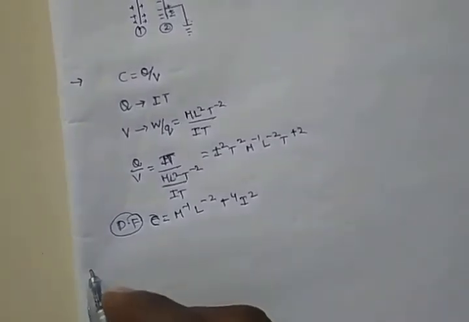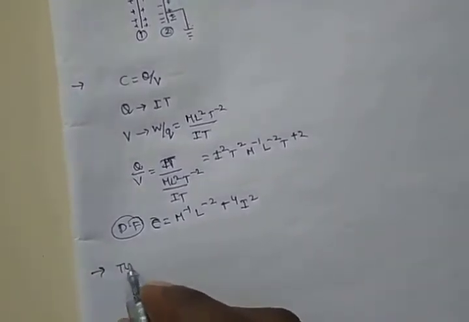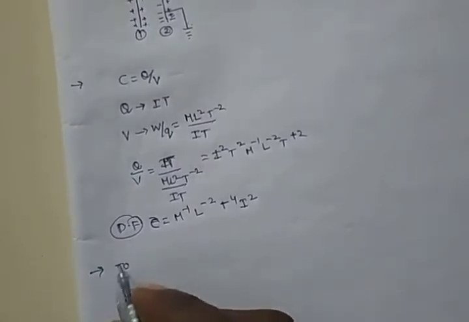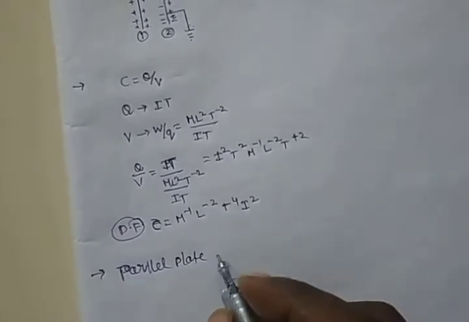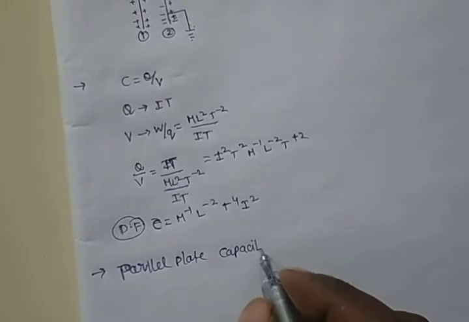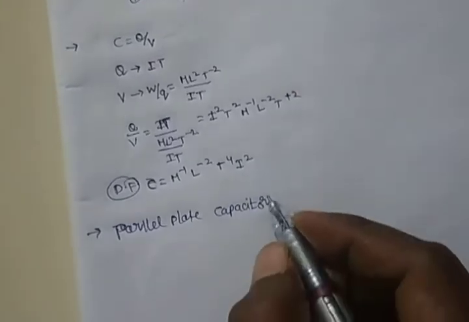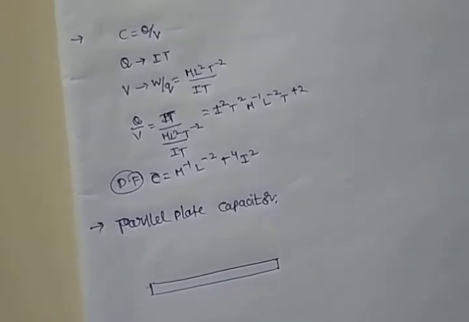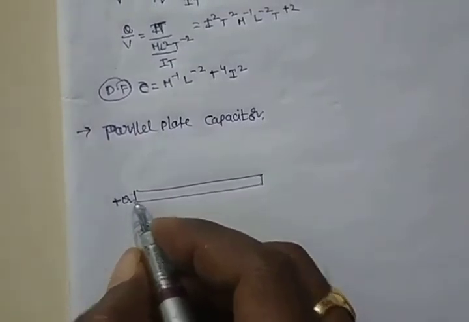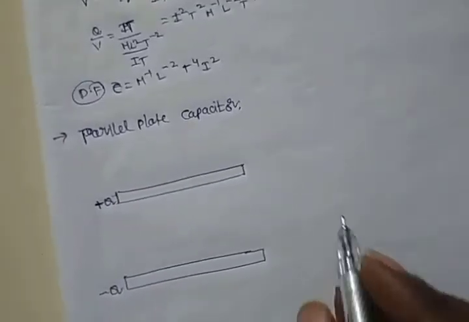Now to explain the parallel plate capacitor, they will ask like this: what is the magnitude of the capacitance of a parallel plate capacitor? Let us consider two equal and opposite charges on the metal plates 1 and 2, whose surface charge densities are plus sigma and minus sigma.